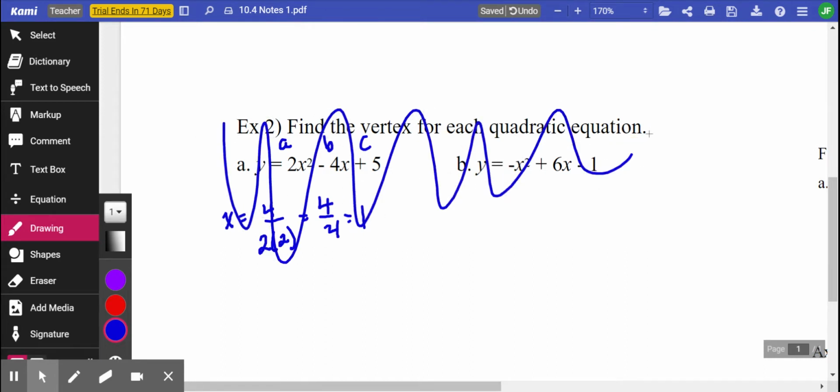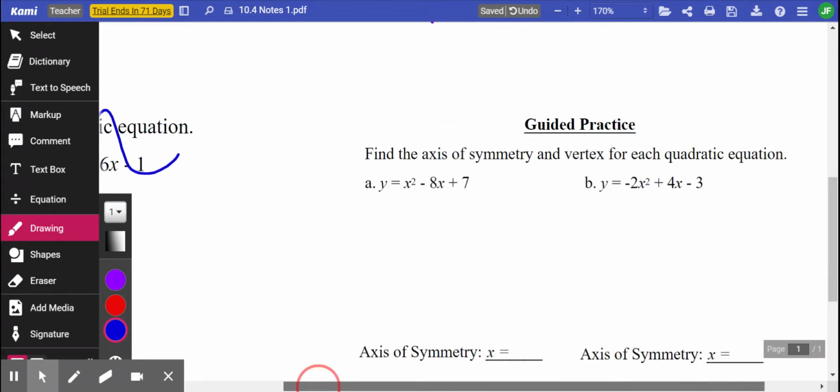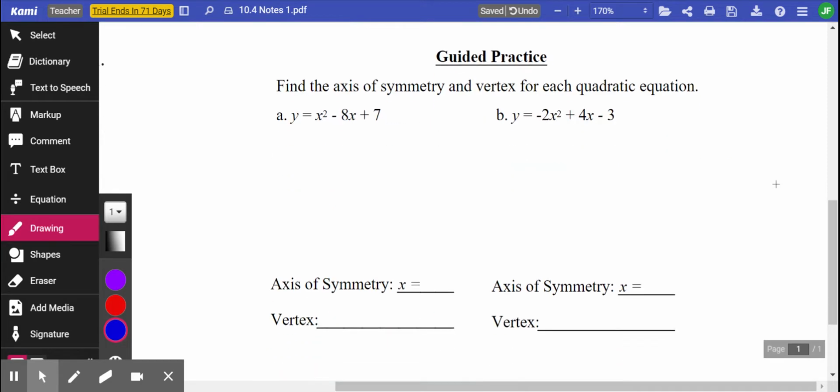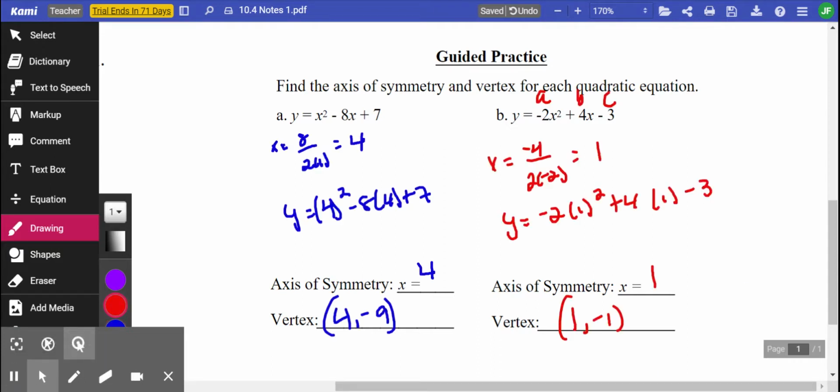We're going to let you go ahead and try the guided practice problems. So go ahead and hit pause and do your work, and then check your answers when you are ready. Okay, work is shown here, so go ahead and hit pause if you need to take time.